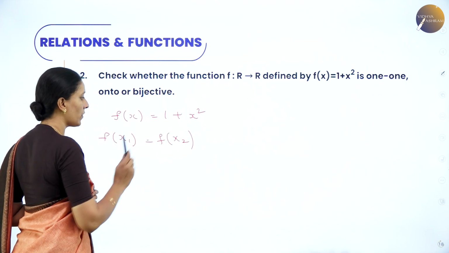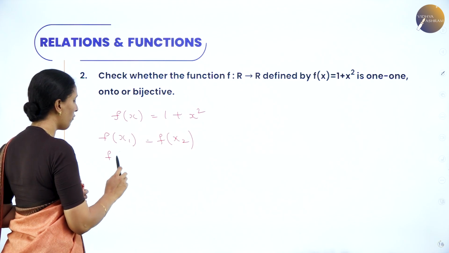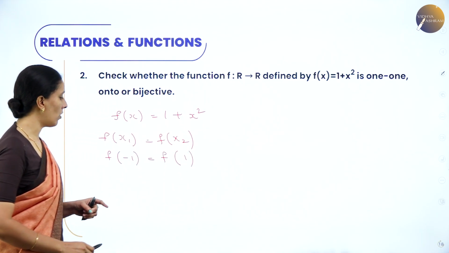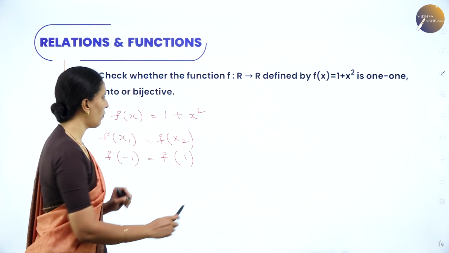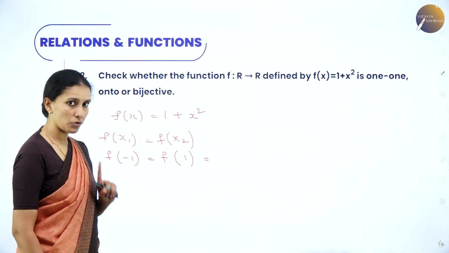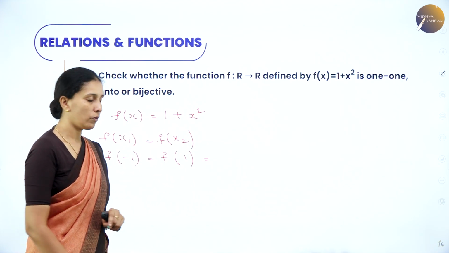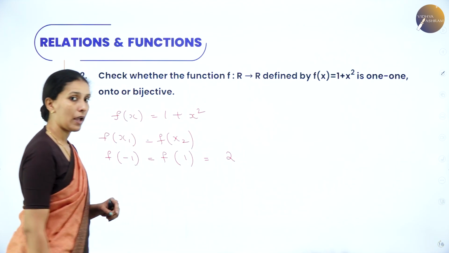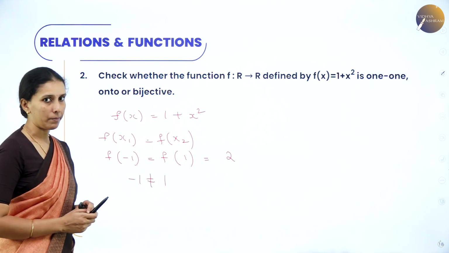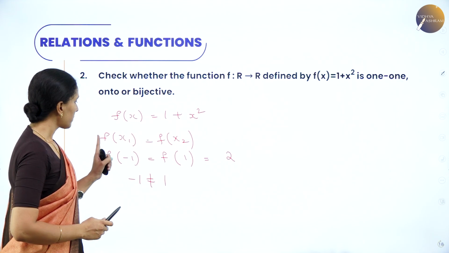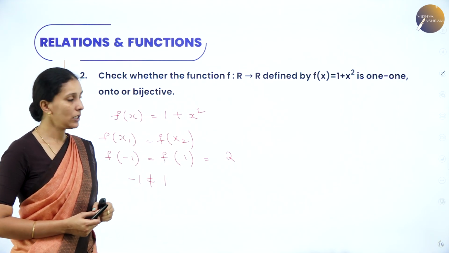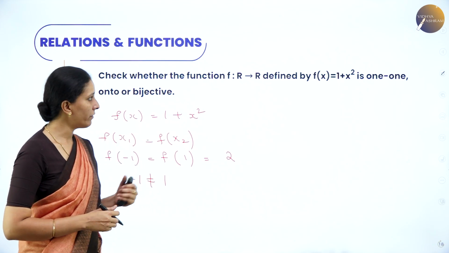So instead of x1 and x2, I'll take f of minus 1, which is the same as f of 1, because f of minus 1 and f of 1 will give you the same value, because minus 1 whole square is also 1, and 1 square is also 1, whose value is 2. But clearly we can say minus 1 is not equal to plus 1. So the images are the same, but the domain elements are not the same here. So clearly f is not one-one here.